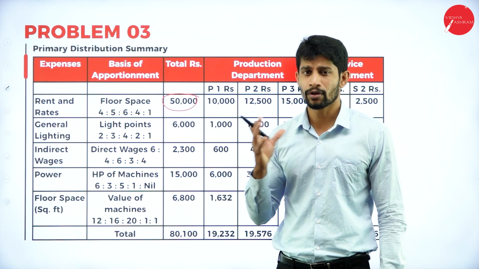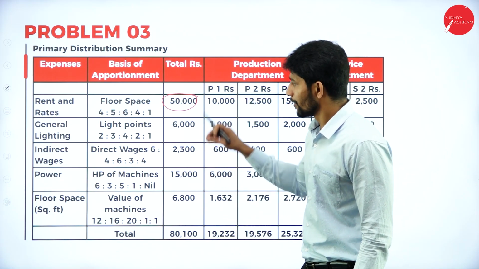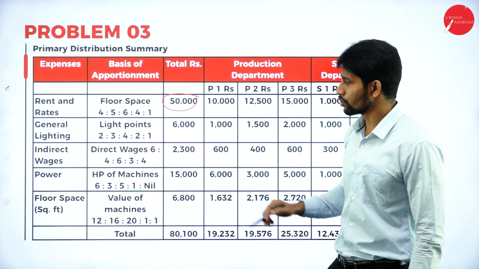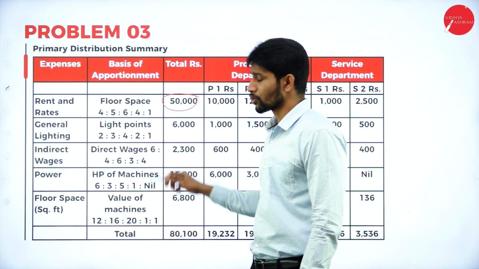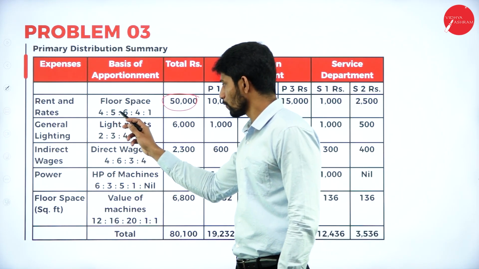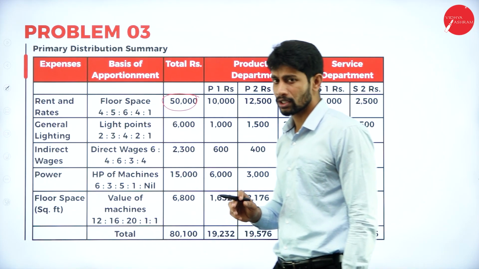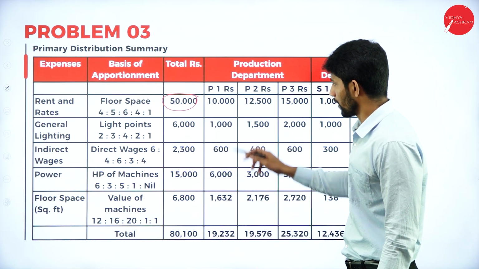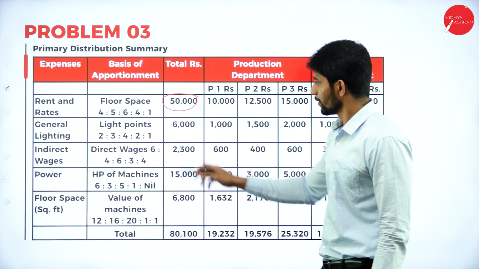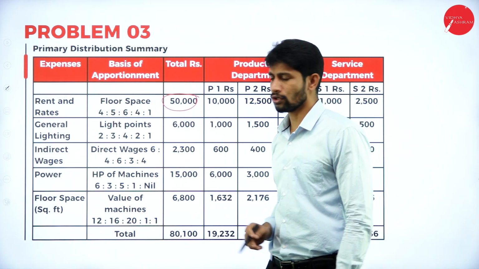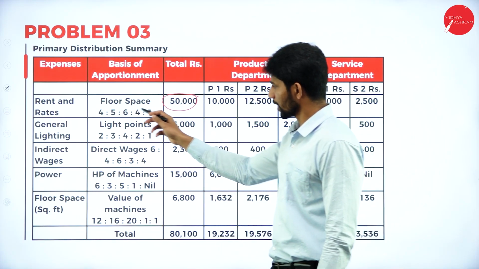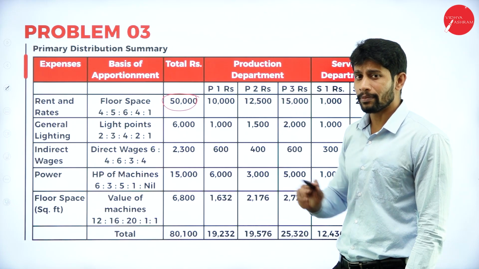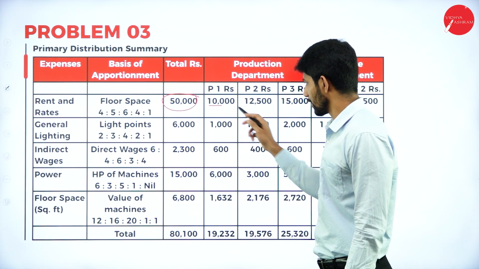What is the square feet of area used by the different departments? Based on that we distribute. So according to the floor space, what is the ratio we have? 4:5:6:4:1. So we will be distributing this 50,000 based on this ratio. First for production department 1, 50,000 into the ratio 4. The total is 20. So 50,000 into 4 divided by 20, you will get 10,000.